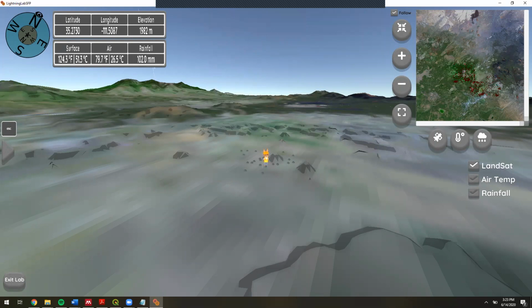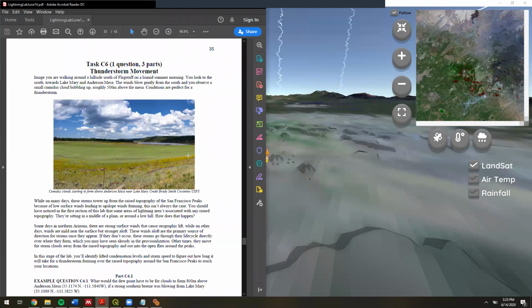That's caused by steering winds in the atmosphere. As air rises up, it's going to get picked up by winds aloft and carried around the landscape. So in question C6, we're looking at these steering winds, how clouds and storms are getting moved based on the winds in the atmosphere, and how we can have these clusters of lightning even though there might not have been any topography directly nearby that kicked it off.